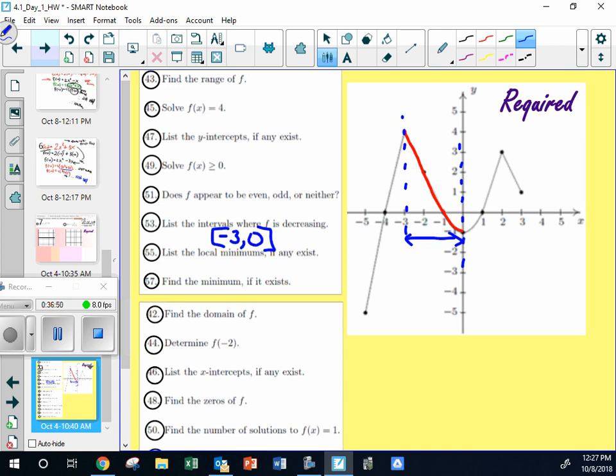So, okay, local minimum. That's just the low spot. Is there a low spot on this graph? Yes, there is. It's like a place that would collect water if it rained. That's a local minimum.